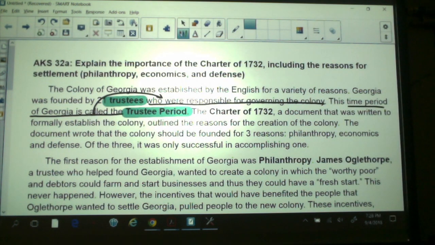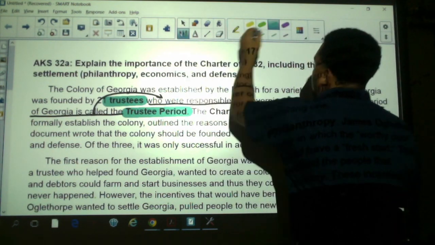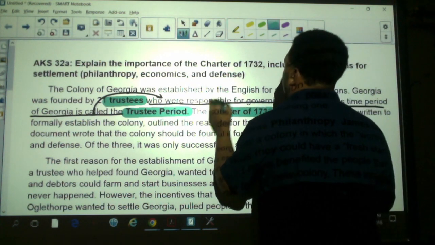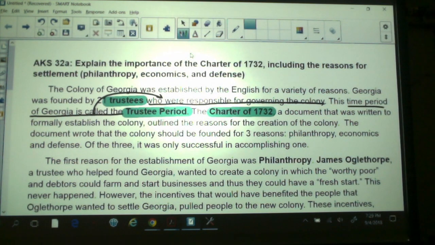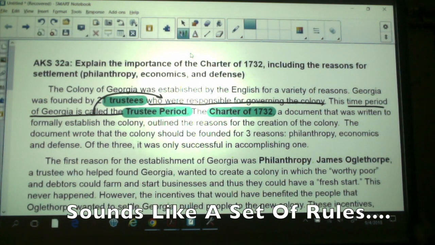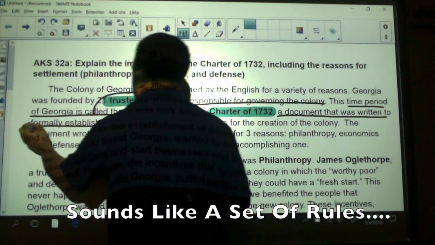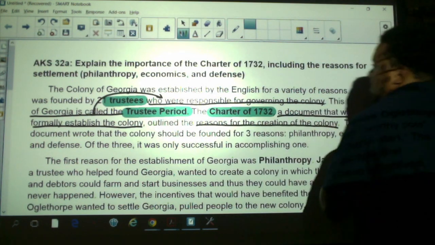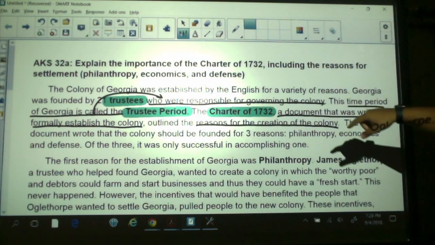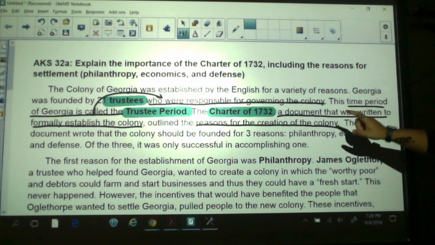All right, so next it says the Charter of 1732. Instantly, once again, it's in bold. Highlight that. What is the Charter of 1732? Let's see if we can find out. It says it's a document that was written to formally establish the colony and outline reasons for the creation of the colony. So once again, looking at my AKS, we're looking for the reasons. And we're trying to figure out the importance of the Charter of 1732, and I think we just did.